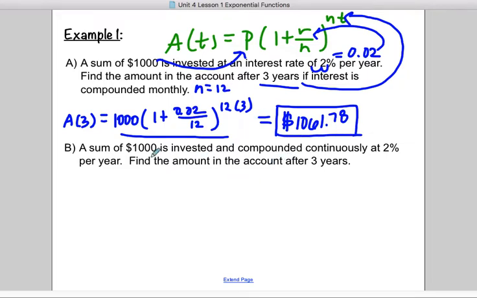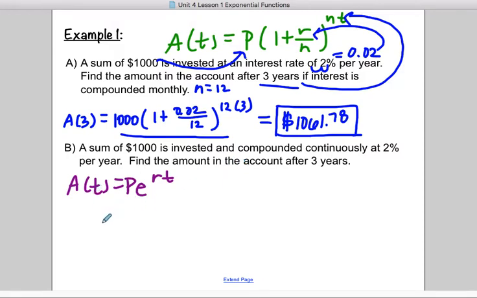Okay. Part B says a sum of $1,000 is invested, compounded continuously at 2%. So this is different because now it's continuously, so this is where you use PERT. Every time that you hear continuously, you're going to use PERT. So A of t for this case is P e to the RT. So same information, except for now we don't need n in order to solve this because it's always being compounded.